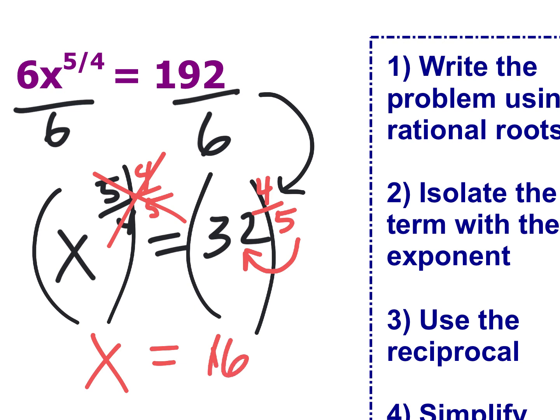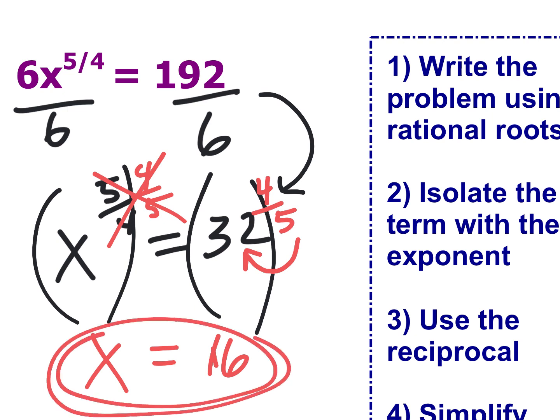You are correct. Because the fifth root of 32 is 2, and then you put 2 to the fourth, and that's 16. So I knew you were right.